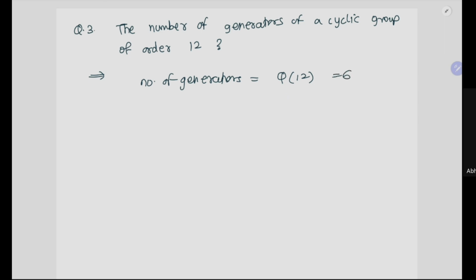Yes, it is 6. But you know, this 12 we can write as 3 into 4, that is 3 into 2 square. So this phi of 12 is given by this formula: 12 into 1 minus 1 by 3, and 1 minus 1 by 2. So this will be 12 into 2 by 3 into 1 by 2. So what is this? 6.